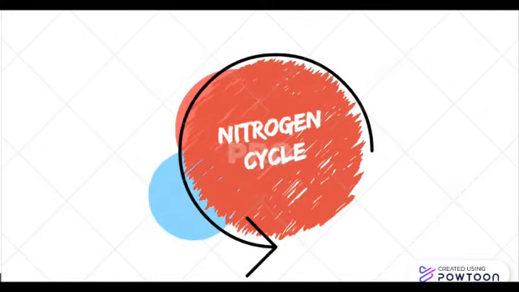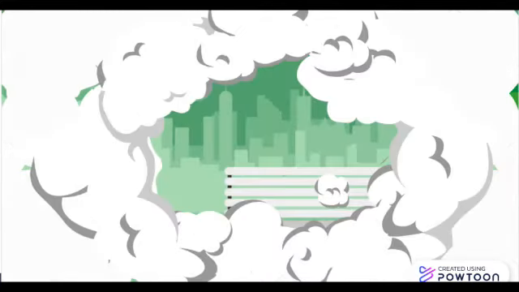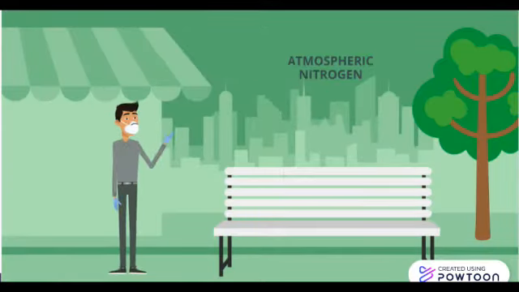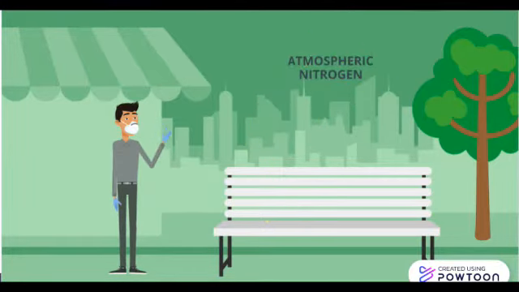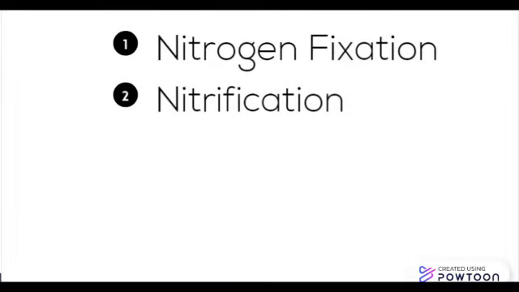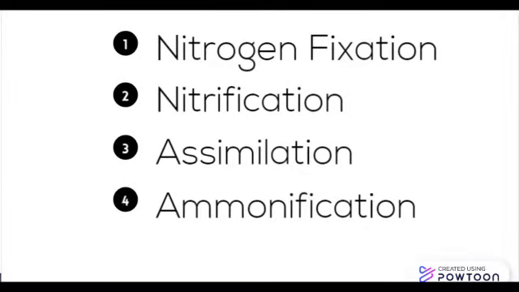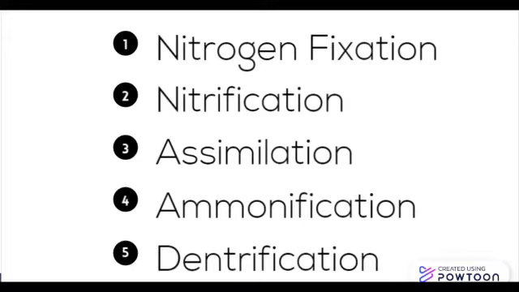So my topic for today is all about the nitrogen cycle. The main element in this cycle is atmospheric nitrogen. Atmospheric nitrogen cannot be directly used by plants or animals. So atmospheric nitrogen will undergo 5 processes. First is nitrogen fixation, second is nitrification, third is assimilation, fourth is ammonification, and lastly denitrification.